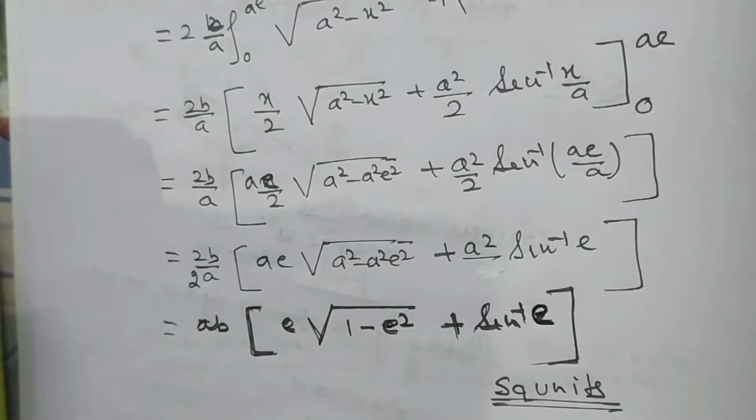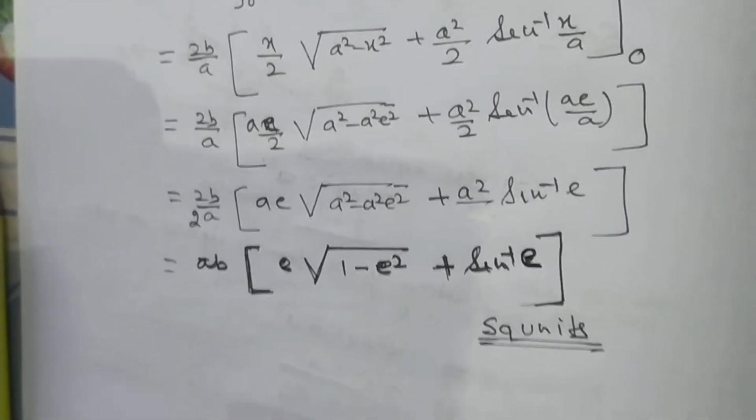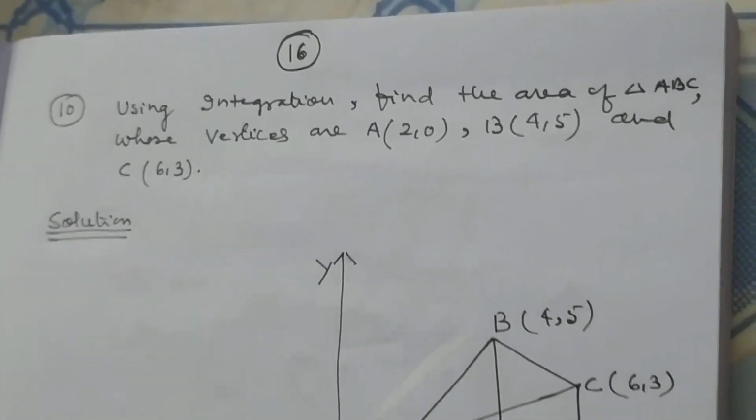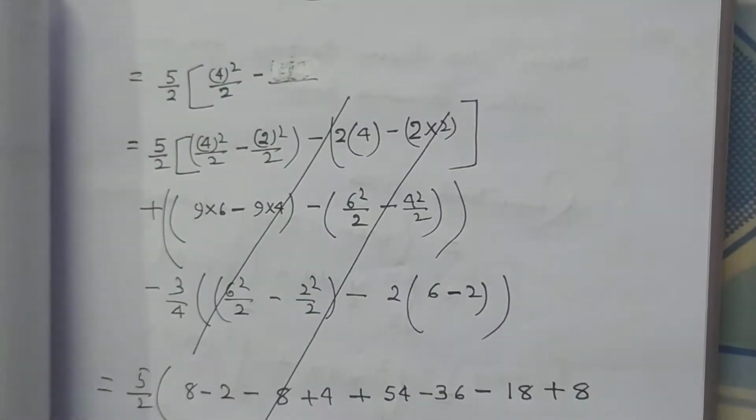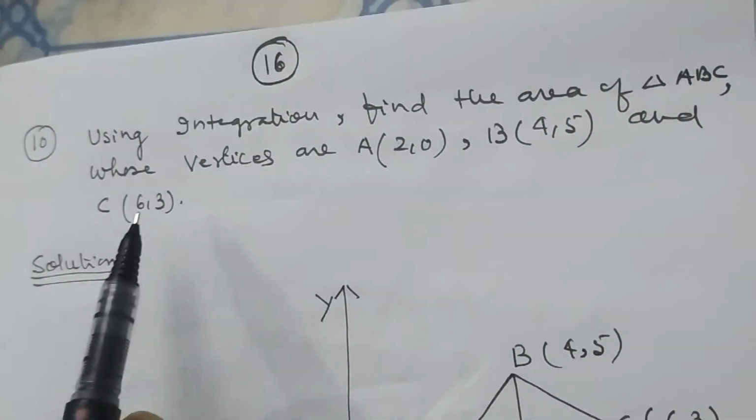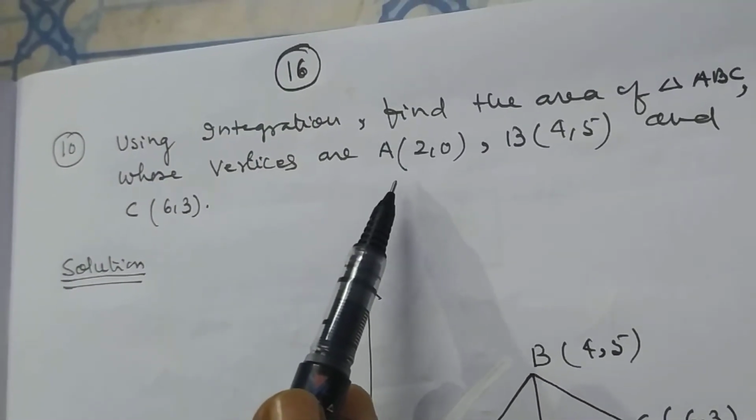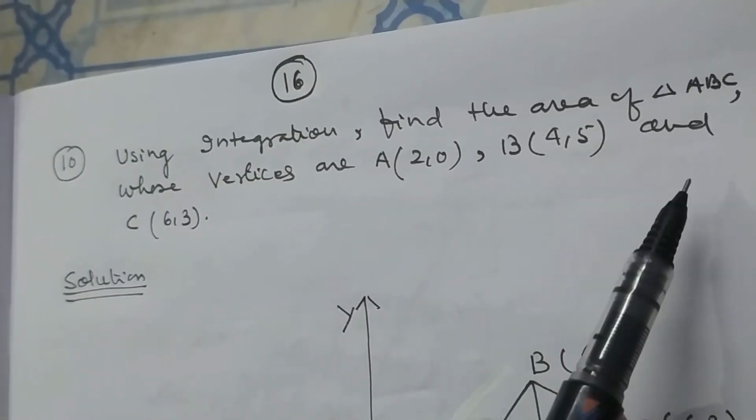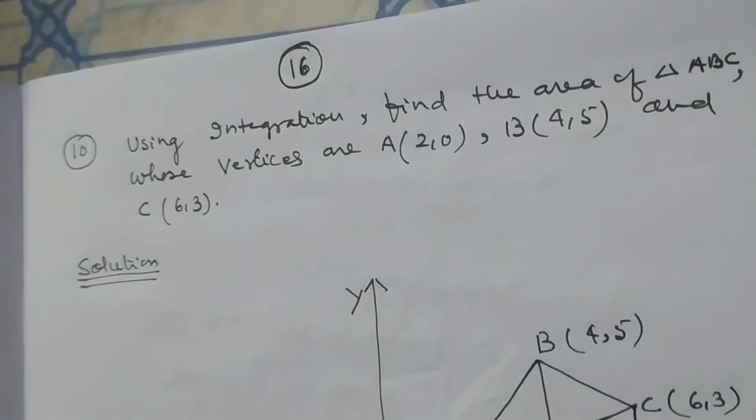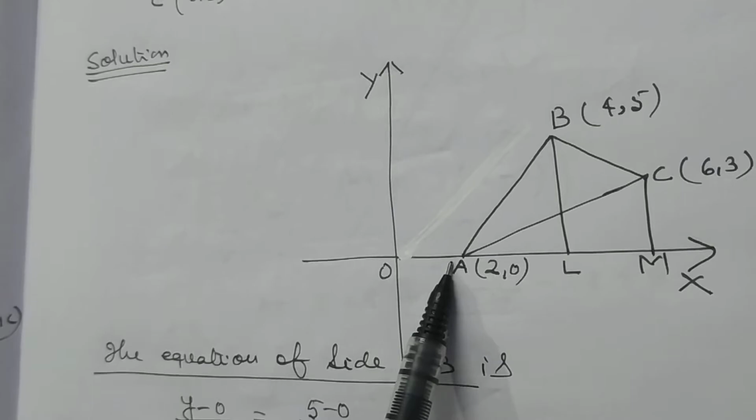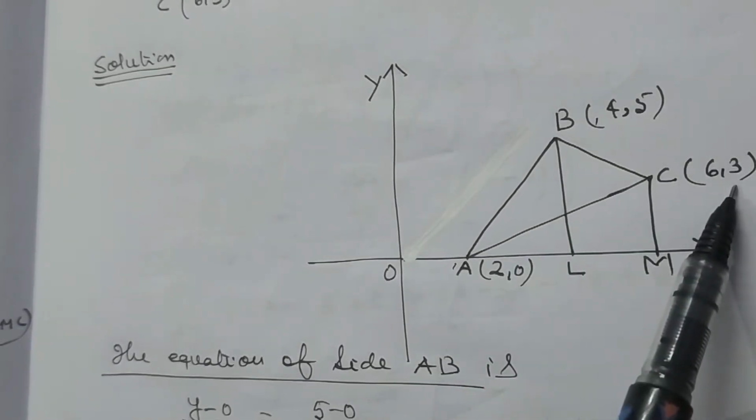So, in this way we can solve a very important problem. Now, my dear students, you can solve problem number 10. Using integration, find the area of the triangle ABC, whose vertices are A(2, 0), B(4, 5), and C(6, 3). This is the point A(2, 0), it is on the x-axis, then (4, 5), and (6, 3).